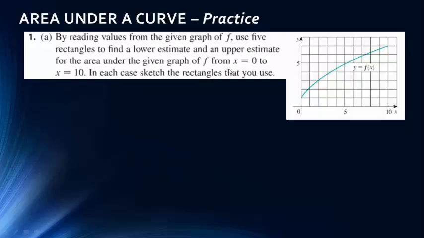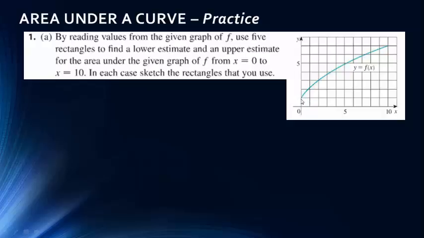Since we're going from x equals 0 to x equals 10, our whole interval length is 10 minus 0, which is 10, and we want how many rectangles? 5. So 10 minus 0 is 10, divided by 5, the number of rectangles we want, is 2. So we're going to do a lower estimate and an upper estimate, so we're going to do both left end and right end.